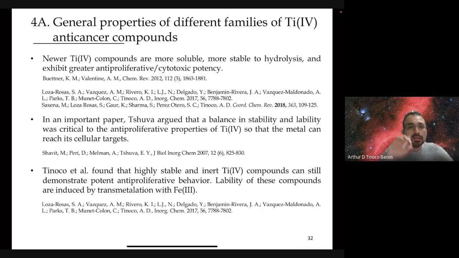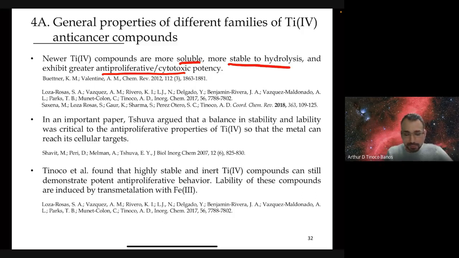Here I present an overview of findings, the take-home message of the accomplishments made with these newer compounds. Many of these newer titanium compounds have greater solubility, are more stable to hydrolysis, and do exhibit a higher anti-proliferative cytotoxic effect. That is something that has been observed for these different families of titanium compounds.